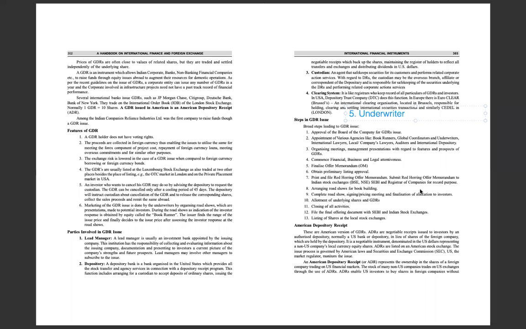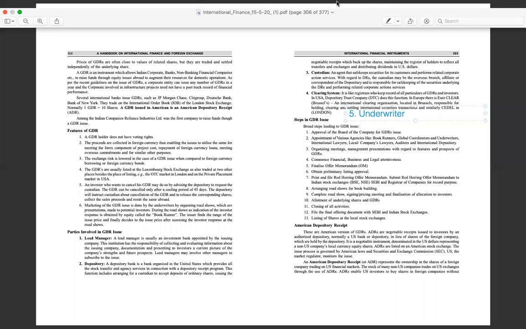Finalizing all the allocation to investors, allotment of underlying shares and GDRs, closing all activities related to it, and filing the final offer document with SEBI and Indian stock exchanges, and listing of shares at the local stock exchange.